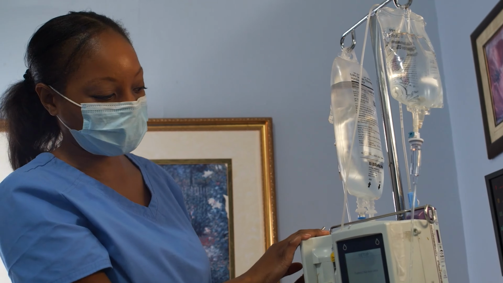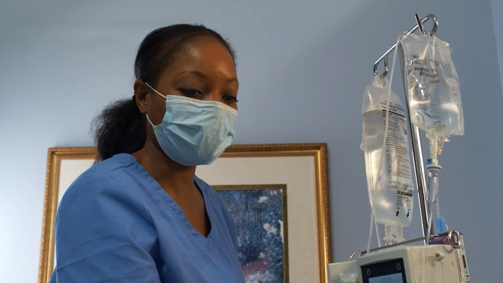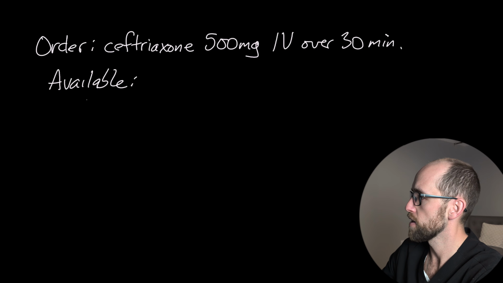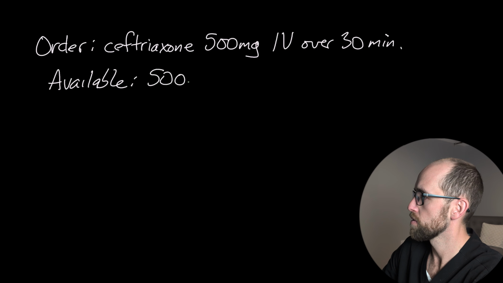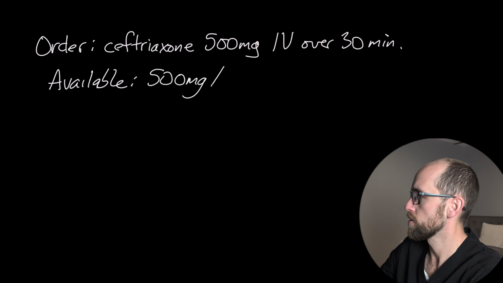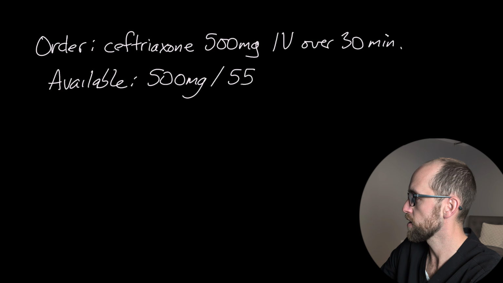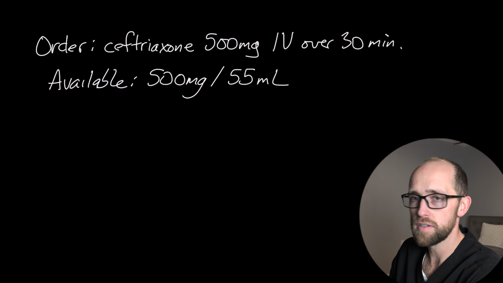So let's say we have an order for an IV antibiotic, ceftriaxone, and we need to figure out how many milliliters per hour to program the pump to. Okay, so we have an order for ceftriaxone 500 milligrams. That's our order. So what we have is a bag of ceftriaxone that has 500 milligrams of ceftriaxone in 55, whoa, that's a weird 55 milliliters of fluid.